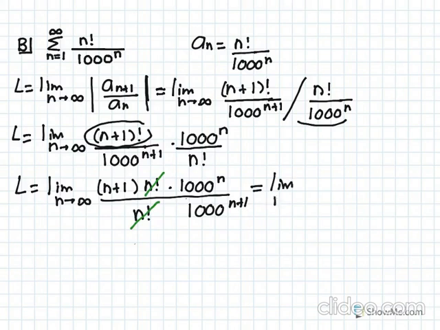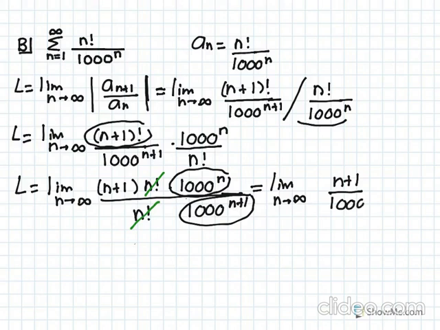Simplifying this further, we get the limit as n approaches infinity of n plus 1, and now let's simplify 1000 to the n divided by 1000 to the power of n plus 1. They have the same base, subtract off the exponents, so we just get 1000 in the denominator. Now taking the limit as n approaches infinity, the numerator grows to infinity, n plus 1 is a linear function, and 1000 in the denominator is just a constant, so the ratio approaches infinity. So L is equal to infinity, which is larger than 1, which means the series diverges. It diverges by the ratio test.